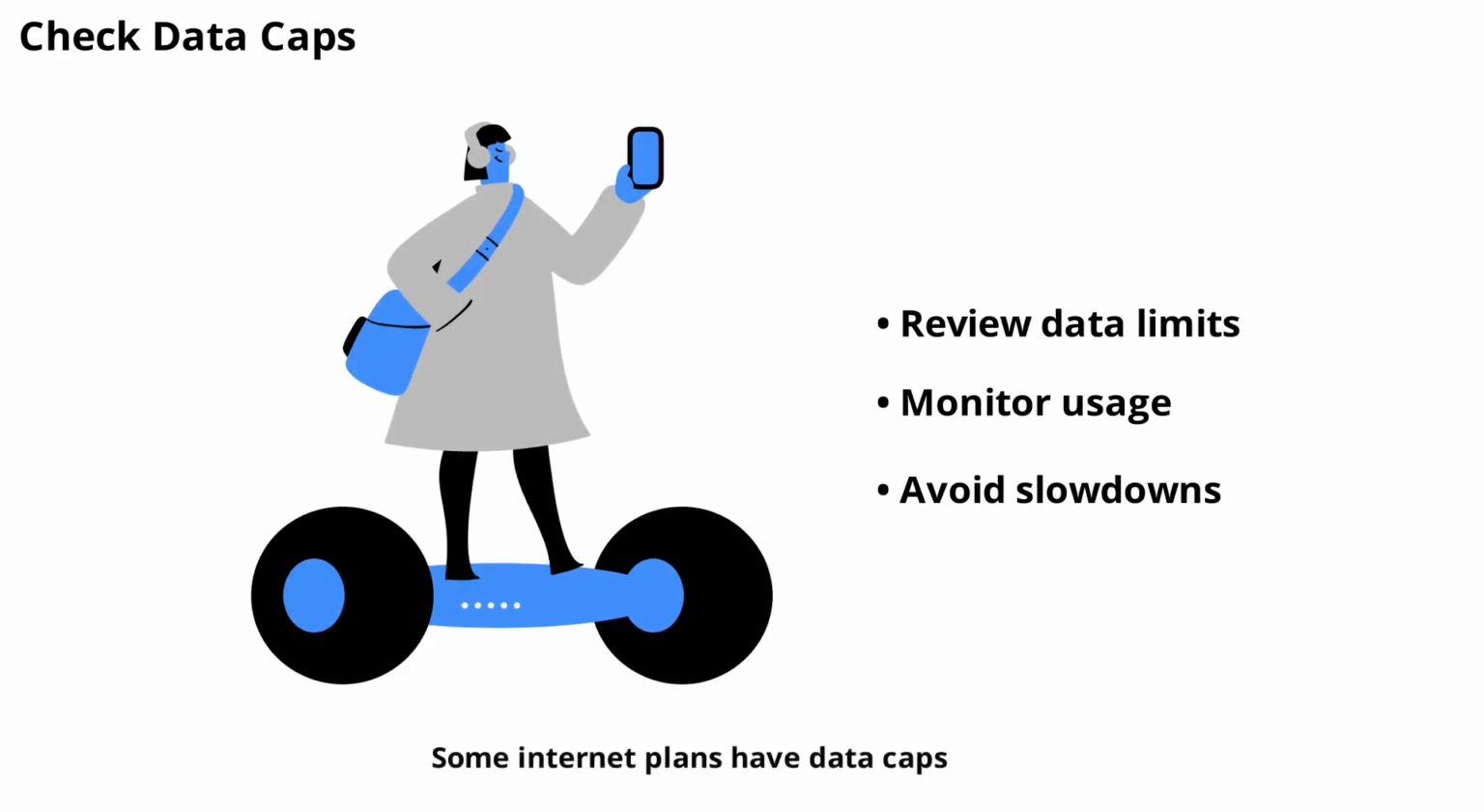Some internet plans have data caps, which limit how much data you can use each month. If you exceed your cap, your ISP may slow down your connection until the next billing cycle. Review your plan details and monitor your data usage to avoid unexpected slowdowns.